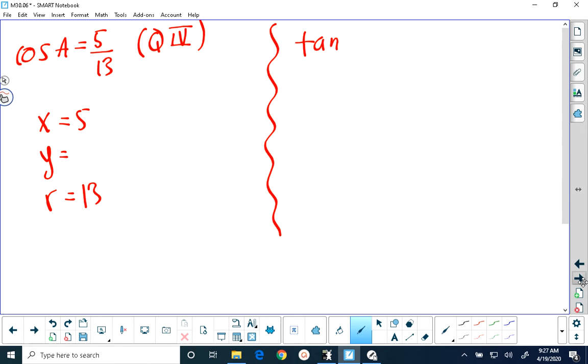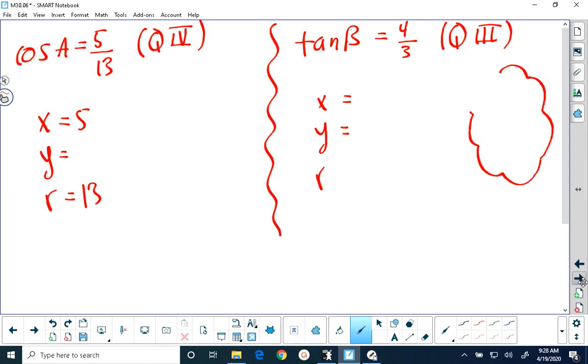You were told the tangent of angle B is equal to 4 over 3, but this was in quadrant 3. You know that in quadrant 3, x and y are both negative. Now, tangent of an angle is y over x. So if 4 over 3 is y over x, you might just think we can say y is 4 and x is 3. Well, we can't. We have to say that y is negative 4 and x is negative 3 because it's in quadrant 3, where x and y are both negative. We've run into this a number of times.